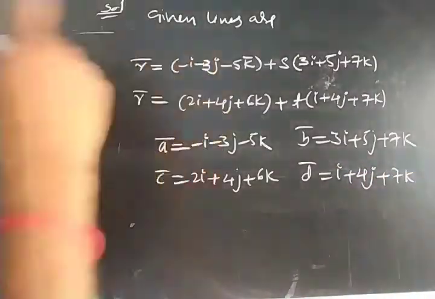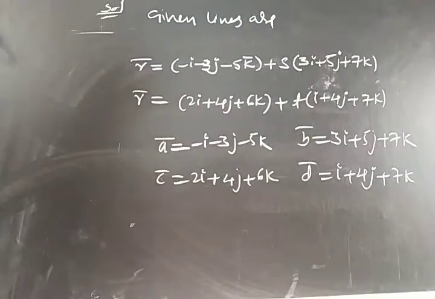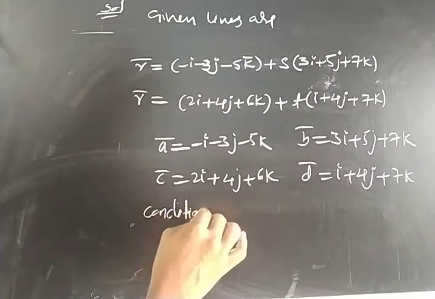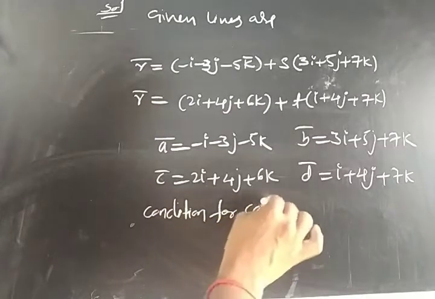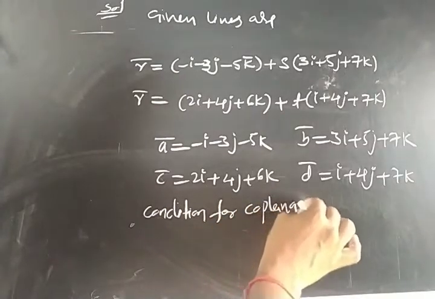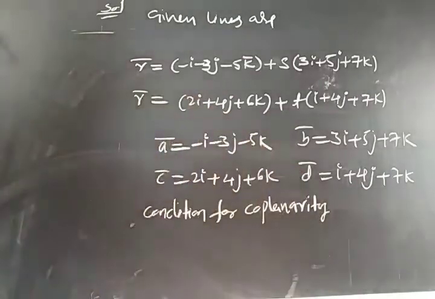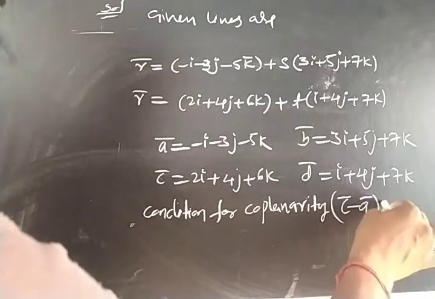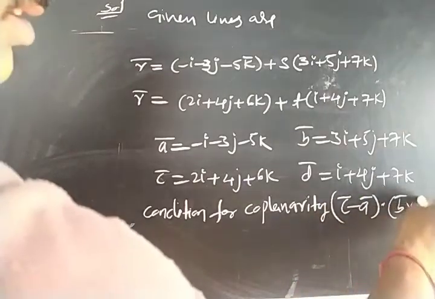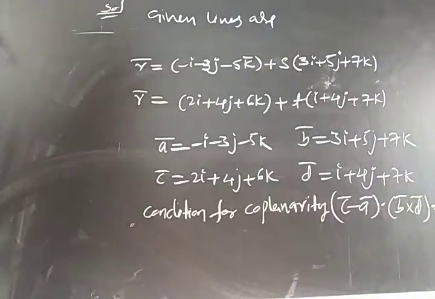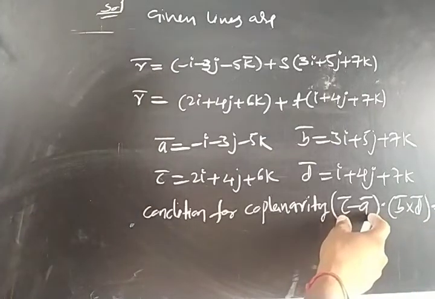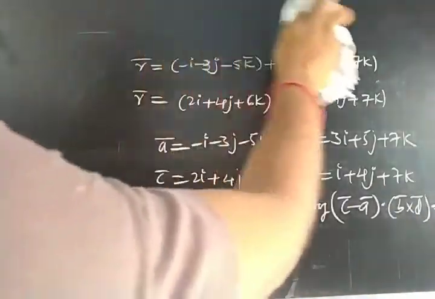Now we are going to show that these two lines are coplanar. What is the condition for coplanarity when lines are in vector form? The condition is (c bar minus a bar) dot (b bar cross d bar) should be equal to 0. If this dot product is 0, we can say that the lines are coplanar. Now I am going to find b bar cross d bar, then c bar minus a bar, then I will find the dot product.